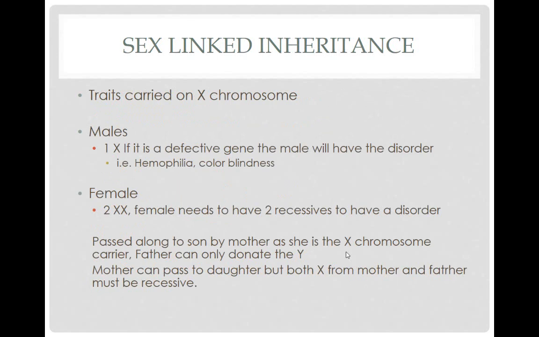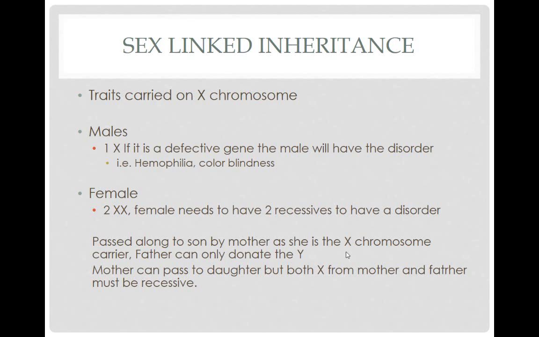So we know that, like we just went over, the traits are on there. If the X is defective on the male, the male will have a disorder, if you will, like hemophilia or color blindness. But the female needs to have two recessive X's, if you will, to have a disorder. Okay, so basically the odds are against the male because they need to only have one X to have this problem, where the females need to have both being recessive.